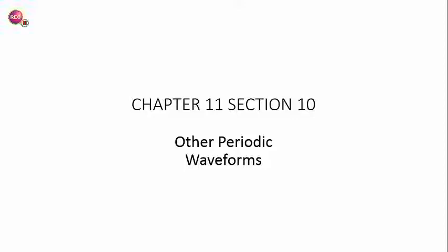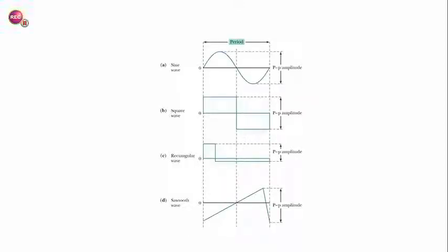This is section 10. It's called Other Periodic Waveforms. And so we've been looking at sine waves specifically. Most of our AC signals are going to be in the form of sine waves, but it's possible that they're in other forms. We can have square waves, and so in a square wave, the positive alternation is equal in duration to the negative alternation, so they're symmetrical.